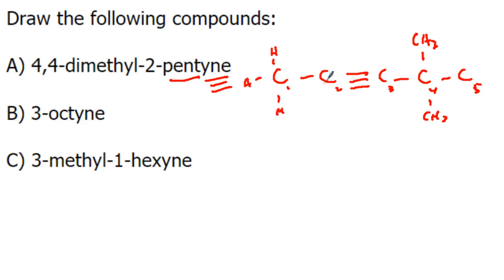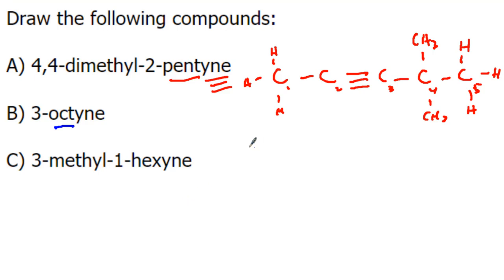Now take a look at this second carbon. It already has the 4 bonds. The third carbon already has 4 bonds. We don't need any hydrogens on them. Same thing with the fourth carbon, and then the fifth carbon is going to have hydrogens there. Okay? So let's move to 3-octyne.